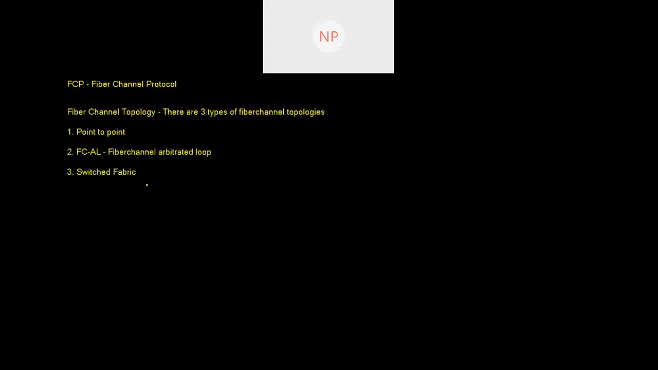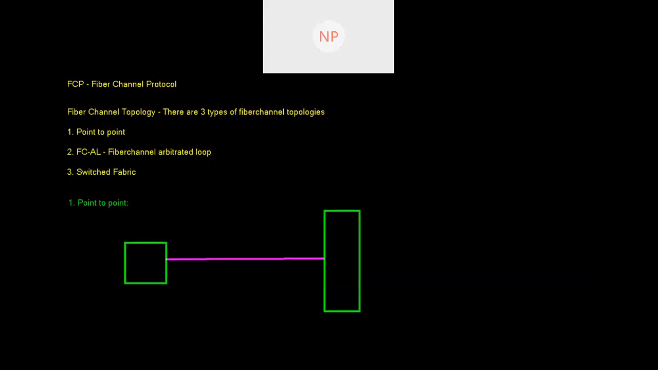Just like how the network team builds a LAN network, we can build a SAN network by using any of these topologies. So let's talk about each and every one. First, let's start with point to point. Point to point is the simplest Fibre Channel topology, where two devices are connected to each other directly. There will be no Fibre Channel switch or anything involved in between these two devices.